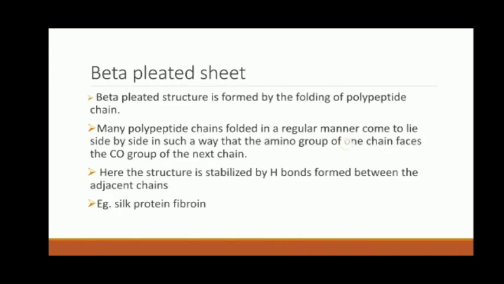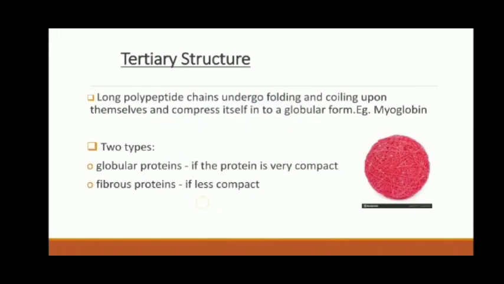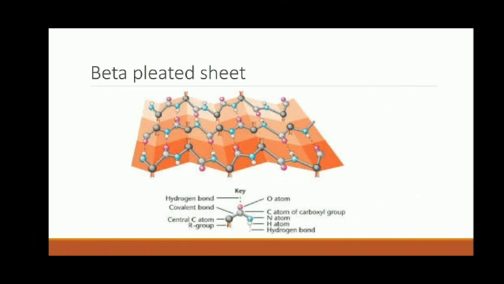Okay. And the next is the beta pleated structure. It is formed by the folding of the polypeptide chain, but folding in another manner. Here many polypeptide chains folded in a regular manner come to lie side by side. So look at this diagram. The amino group of one chain faces the carbonyl group of the next chain. So the structure is stabilized by hydrogen bonds between adjacent chains.